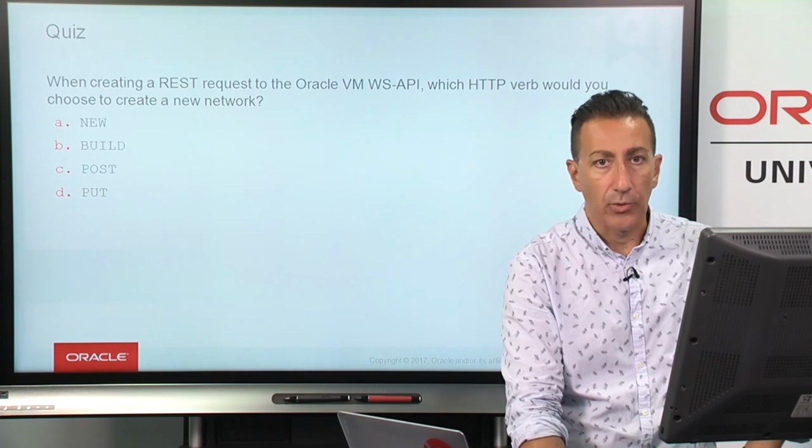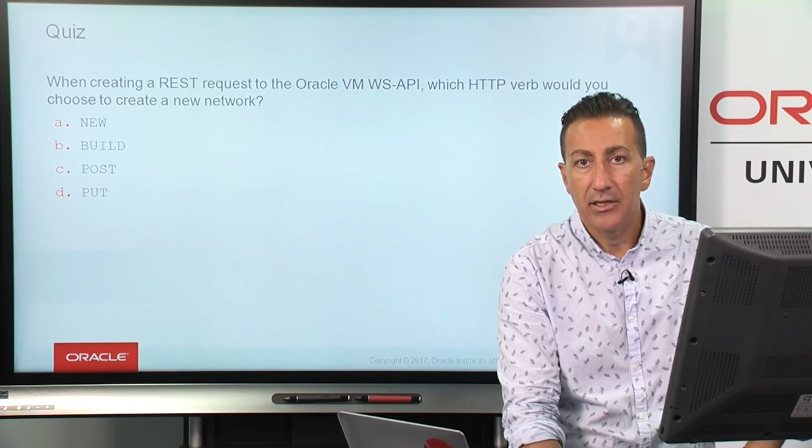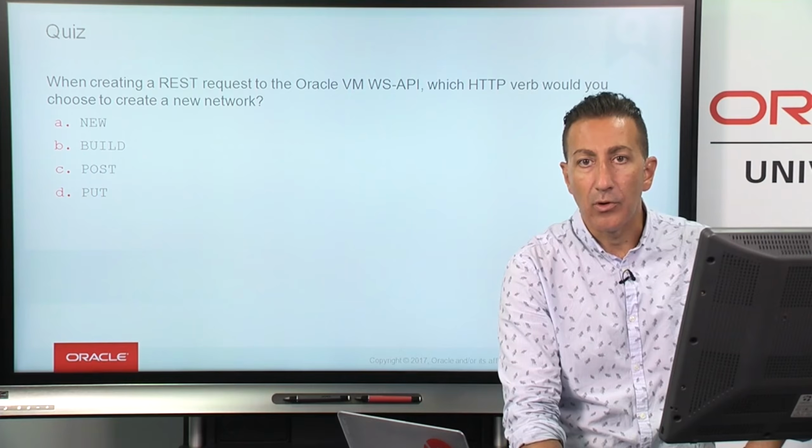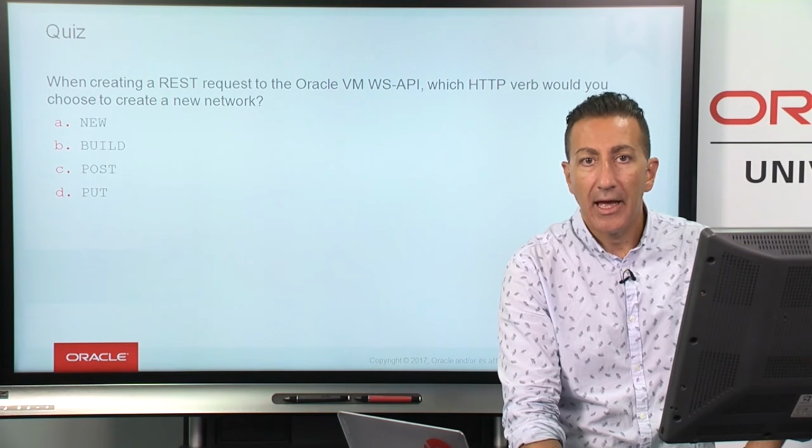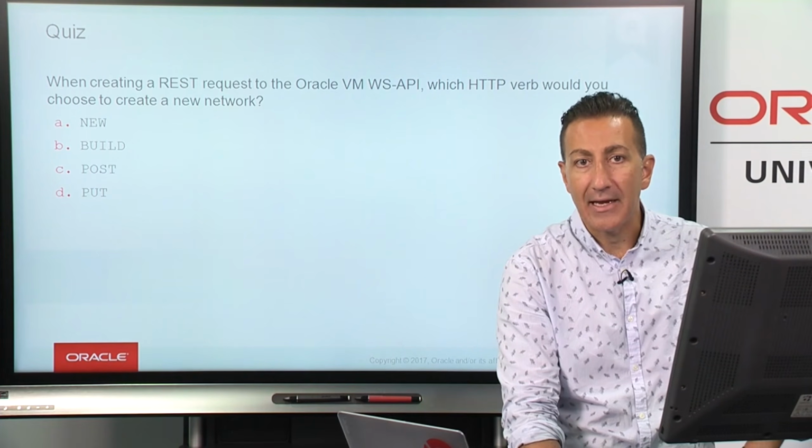In this quiz, when creating a REST request to the Oracle VM Web Services API, which HTTP verb will you choose to create a new network? Well, remember, creating, all right? So creating is POST, right?